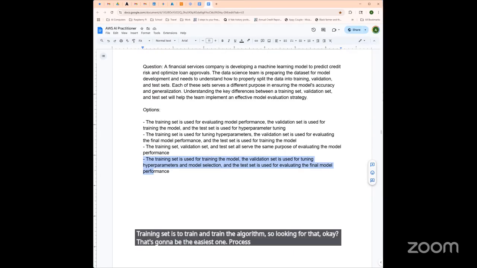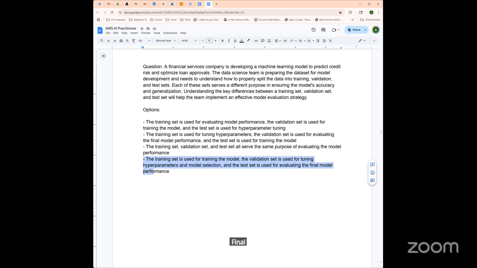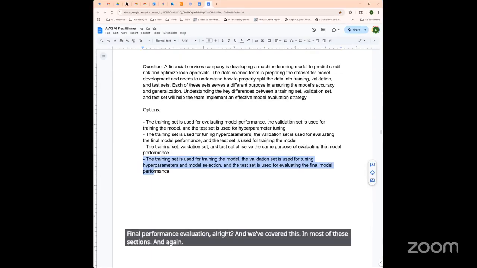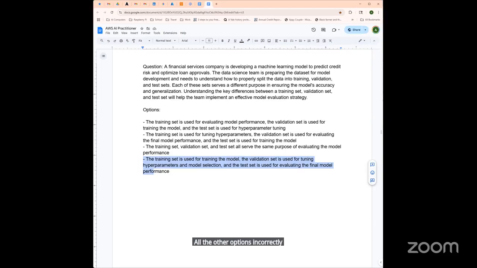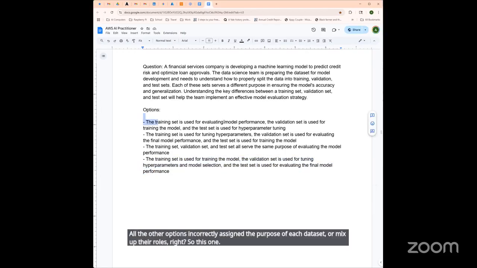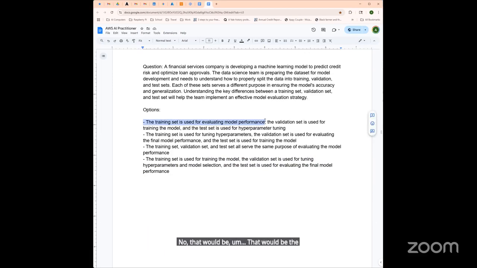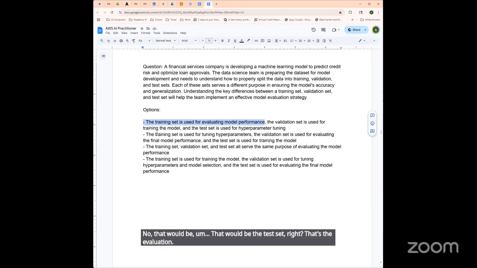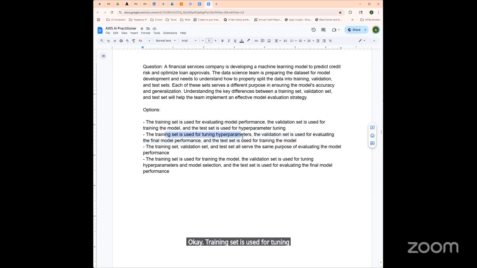Process of elimination. Validation is used for hyperparameter tuning and model selection. Test set is used for final performance evaluation. We've covered this in most of these sections. And again, all the other options incorrectly assign the purpose of each data set or mix up their roles, right? So this one says training set is used for evaluating. No, that would be the test set, right? That's the evaluation. Training set is used for tuning. Nope, that would be validation, right? Training set, validation, and test all serve the same purpose. That mixes them up. We'll get to the next question.